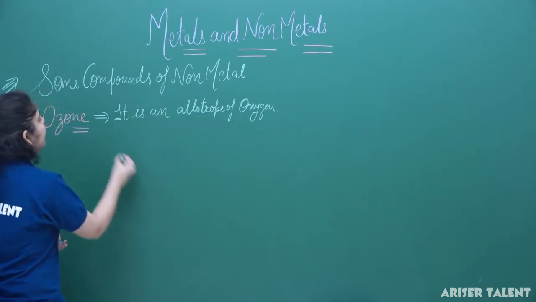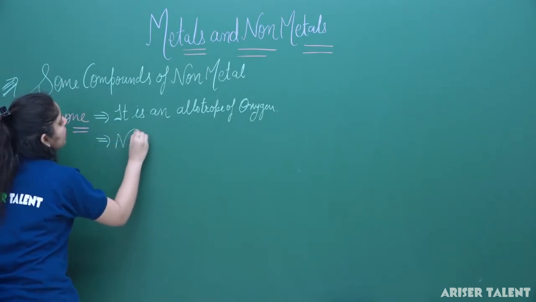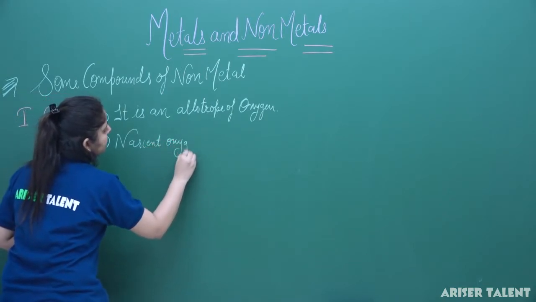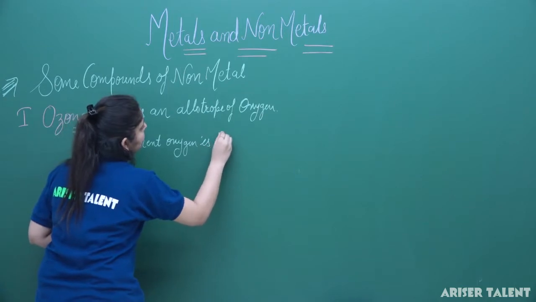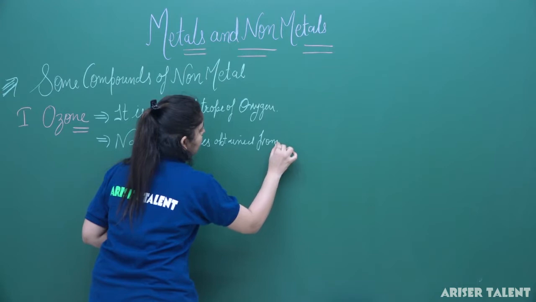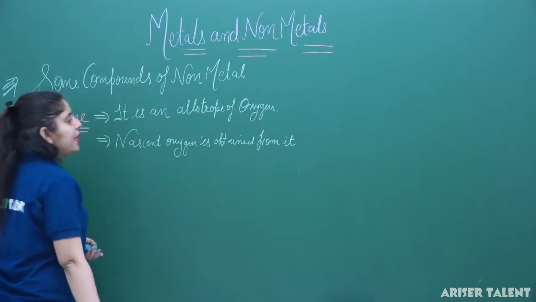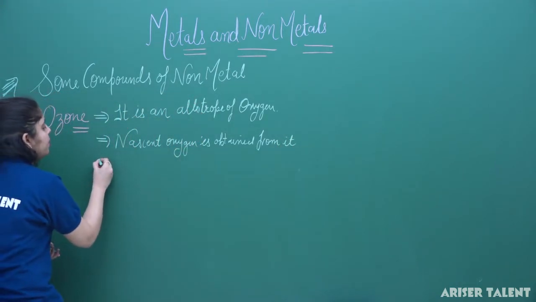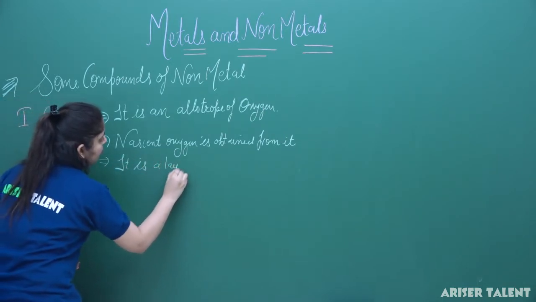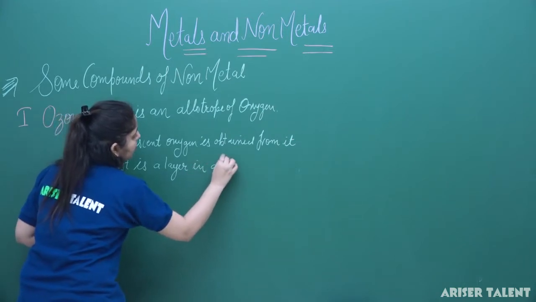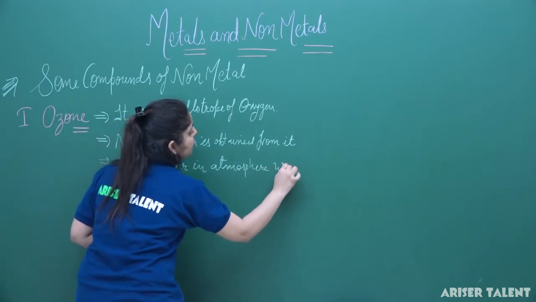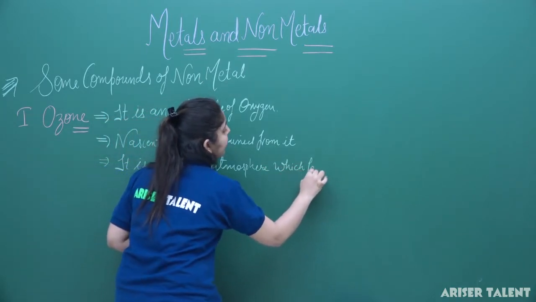Secondly, nascent oxygen is obtained from O3. Thirdly, it is also the layer in our atmosphere which protects us from harmful UV radiation.